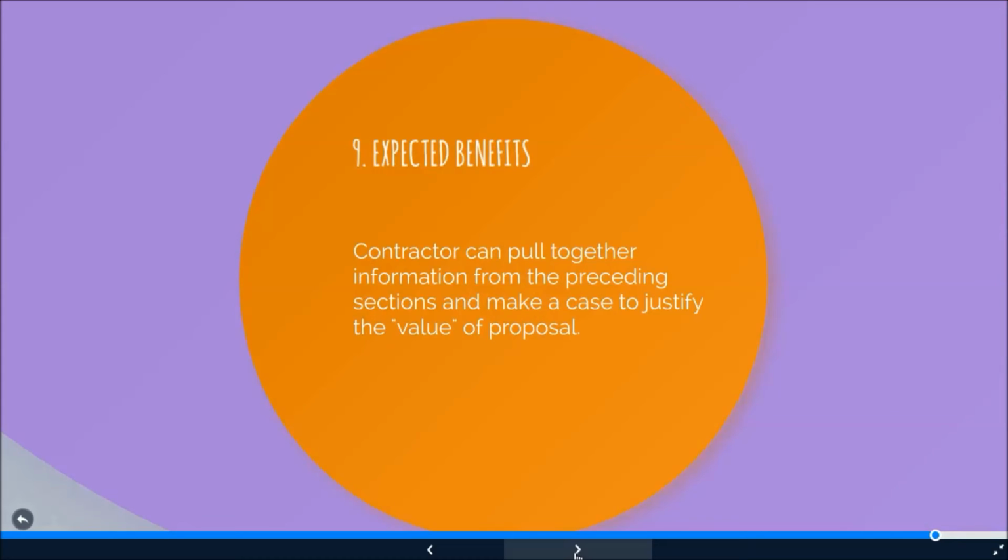And the last one is expected benefits, where the contractor can pull together information from the preceding sections and make a case to justify the value of the proposal. The focus of the proposal should be on quality of the content, clear context, and being convincing, rather than quantity or number of pages.